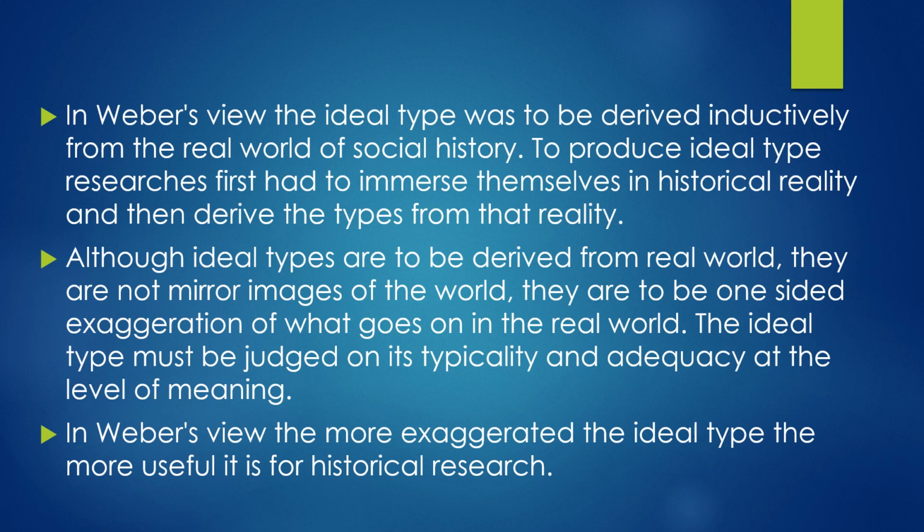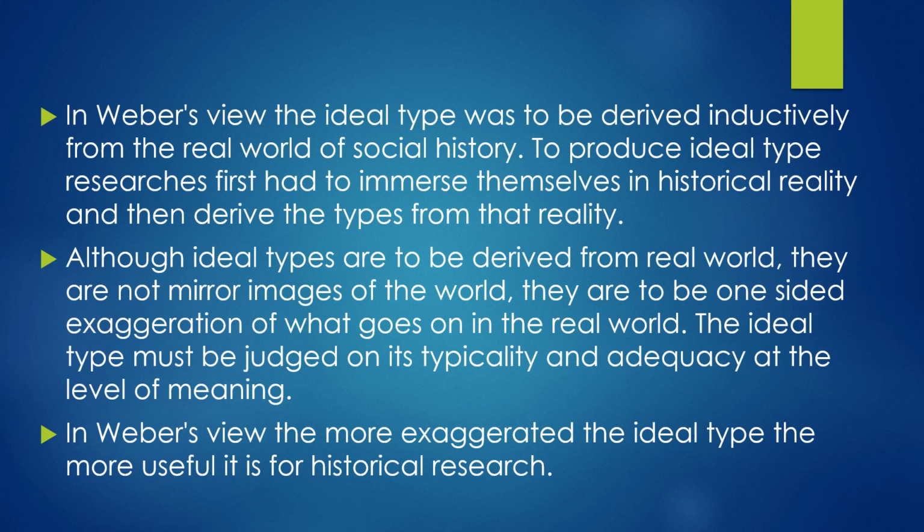In Weber's view, the ideal type was to be derived inductively from the real world of social history. To produce an ideal type, researchers first had to immerse themselves in historical reality and then derive the types from that reality. Although ideal types are to be derived from the real world, they are not mirror images of the world. They are to be one-sided exaggerations of what goes on in the real world.